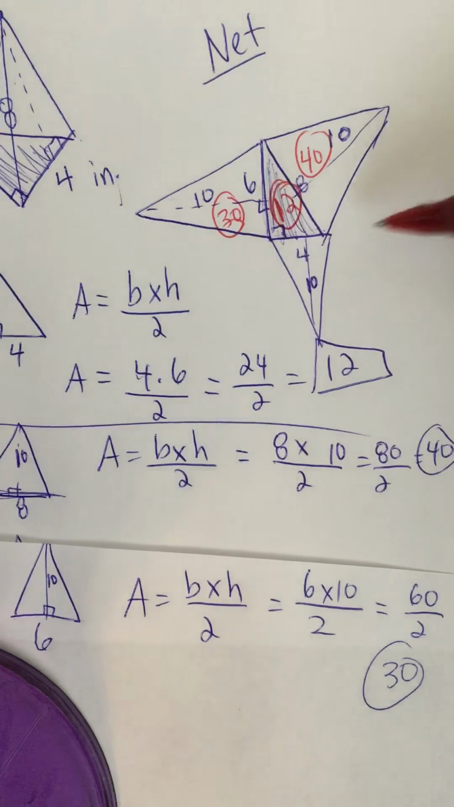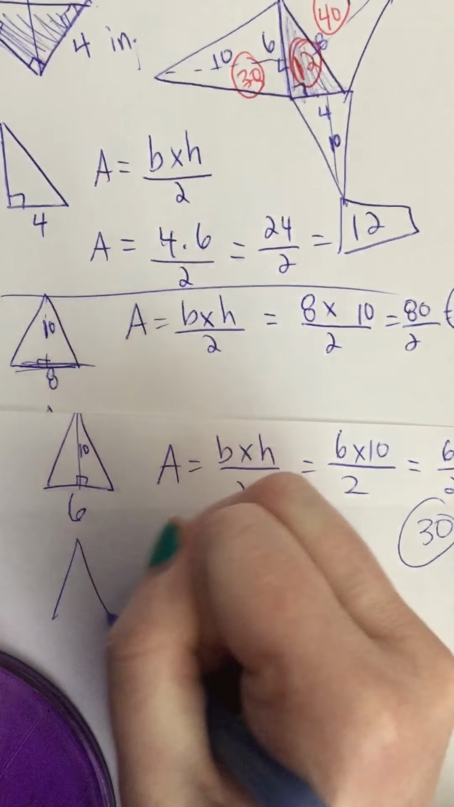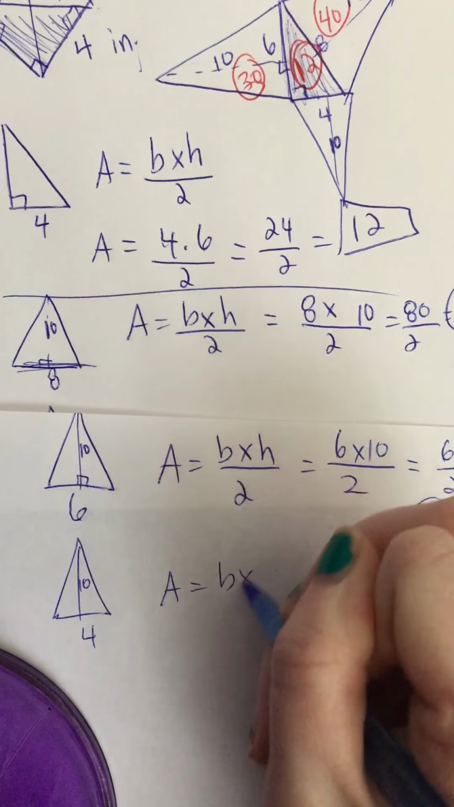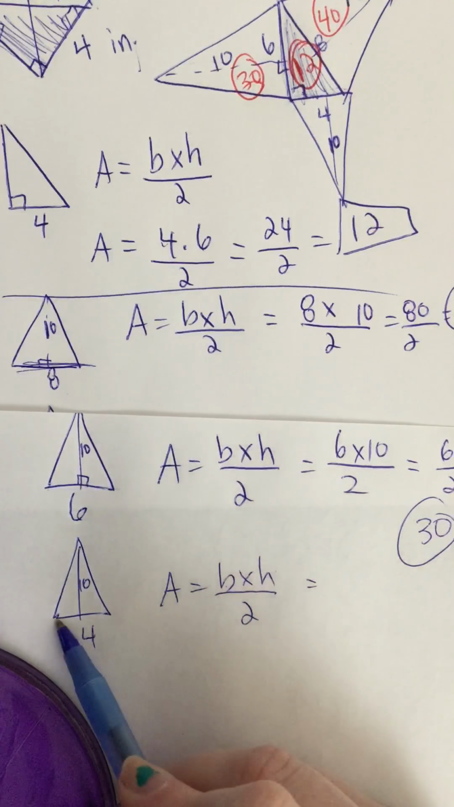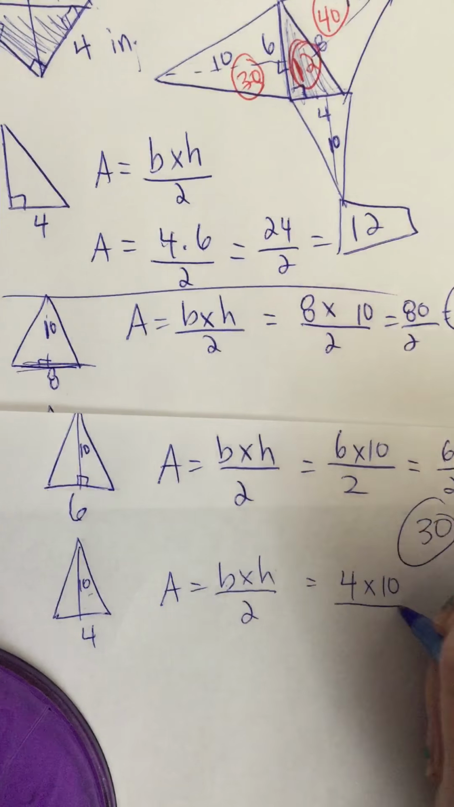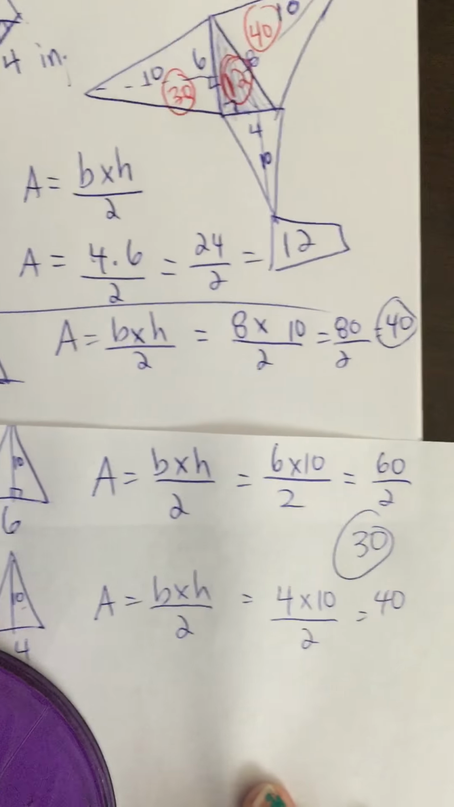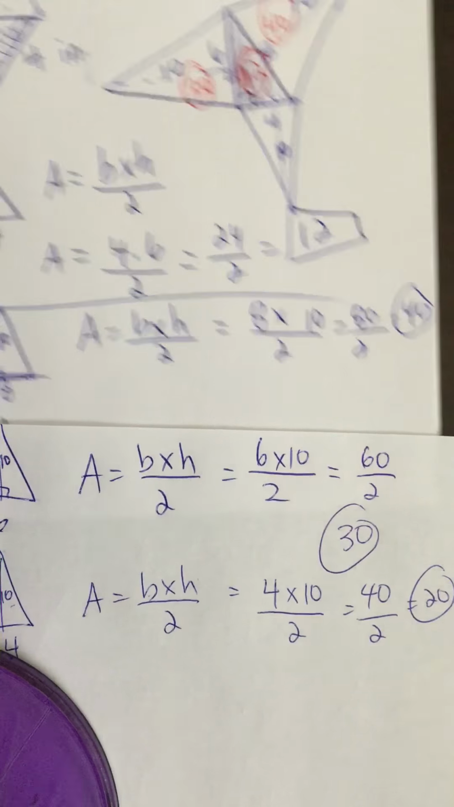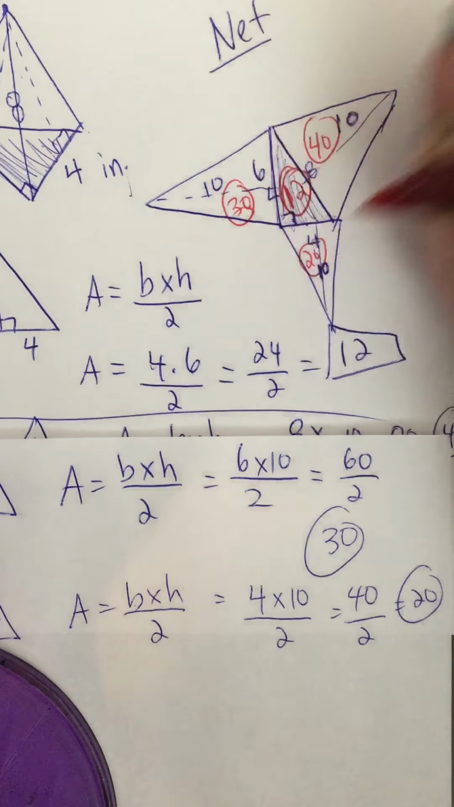And our last one is a 4 by 10. So let's do that one. Okay, area equals base times height divided by 2. The base is 4, that's the bottom. The height is 10, and we're going to divide that by 2. 4 times 10 is 40, divided by 2, which is 20. All right, so going back up here, that means the area of this one is 20.